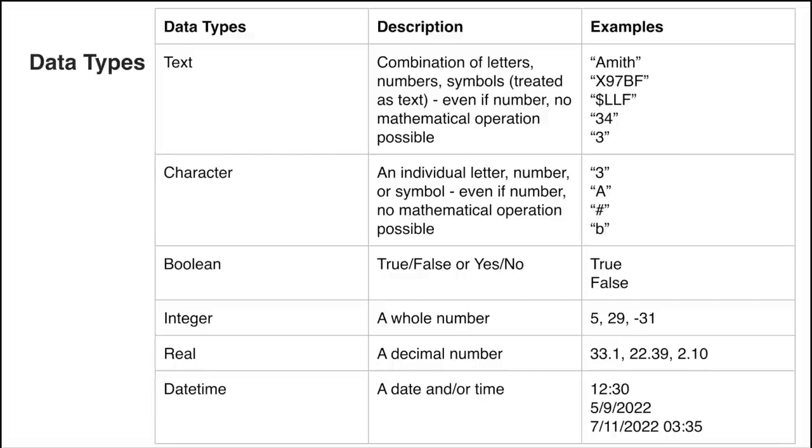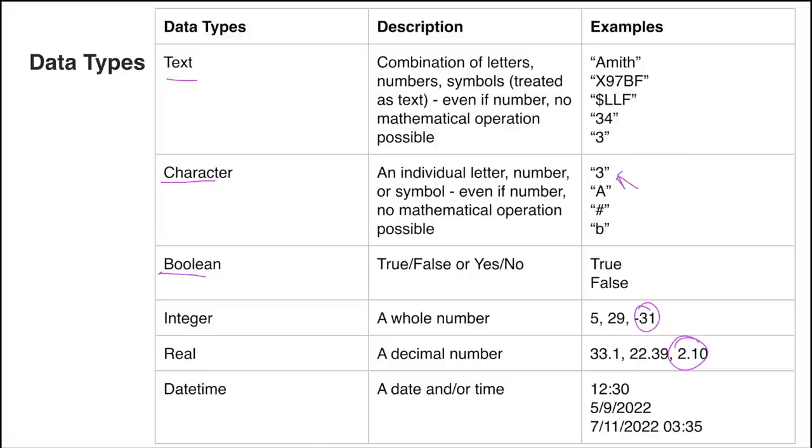Now, when we're working with tables in a database, every field or every column is going to have a specific data type. So you may have text, which represents a string of values, character, which may represent one single symbol, number, or letter. You may have a Boolean, which can be true or false, or yes or no. You may have integers, which are whole numbers, reals, which are decimals, or date times, which are a combination of a date and a time, or just a date and time.